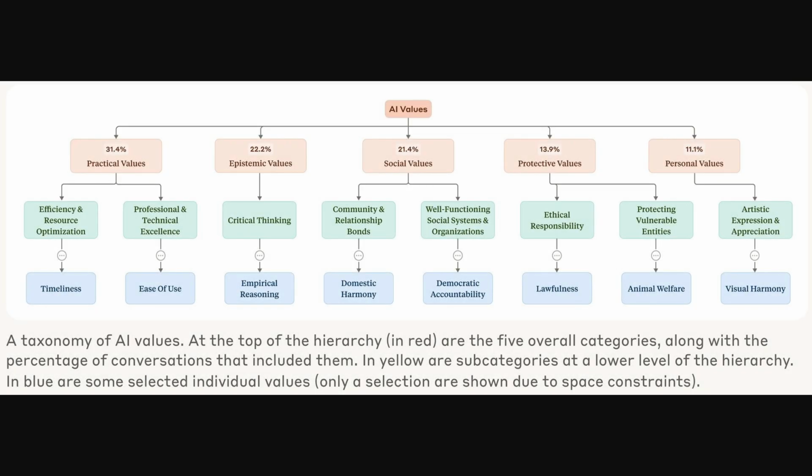Okay, so this figure shows the taxonomy of AI values they developed. It breaks down the values into 5 main categories: practical, epistemic, social, protective, and personal. Each category then has subcategories. And finally, individual values. So like, practical values includes efficiency and professional excellence and so on. The percentages show how often these values popped up in the conversations, with practical values appearing most frequently.